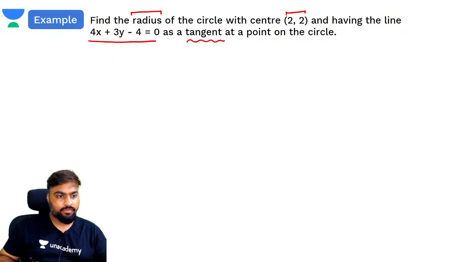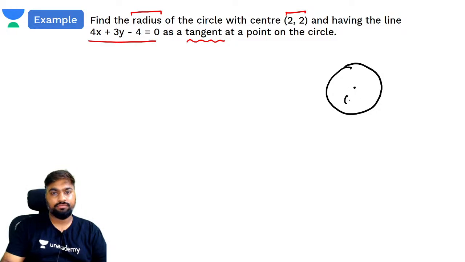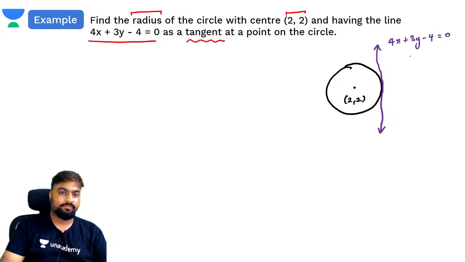So I'll draw the diagram for you. This is the circle. This is the center, which is given as 2, 2. Yeah, and they're saying there is a line tangential to this. So if I draw a line tangential to this, yes, इस लाइन का इक्वेशन क्या दिया हुआ है? 4x plus 3y minus 4 equal to 0. Yes, we need to find the radius. This is the unknown. This is basically what?